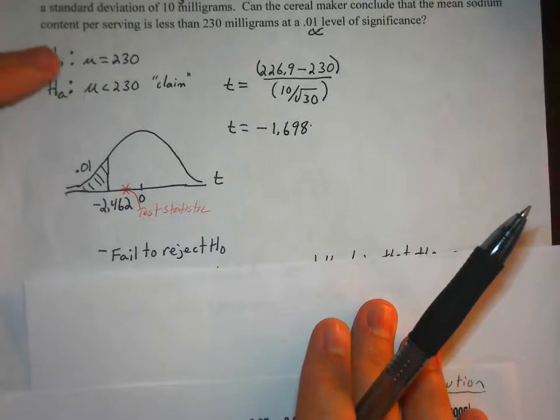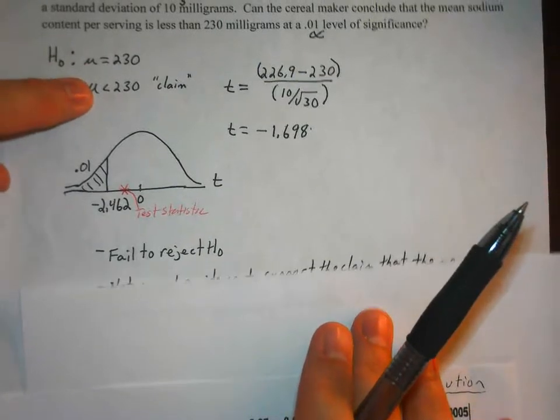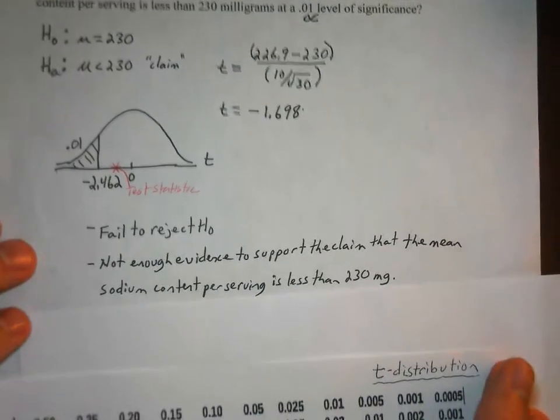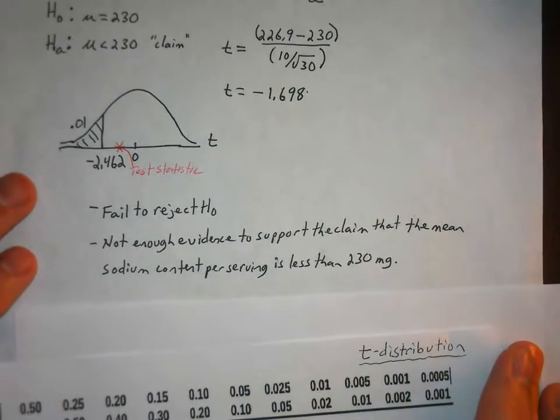And what does that tell us about the alternative? If we fail to reject H0, that means we cannot support the alternative. Okay, so not enough evidence to support the claim that the mean sodium content per serving is less than 230 milligrams.